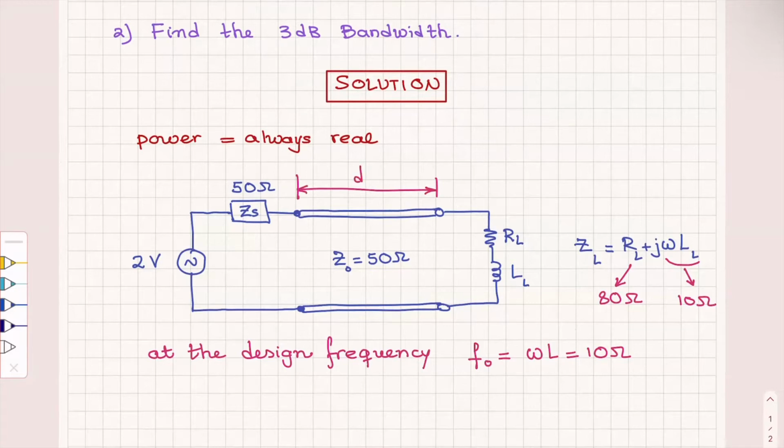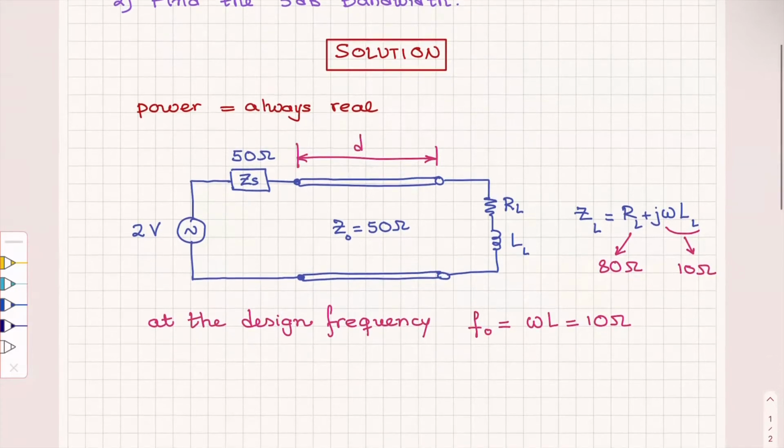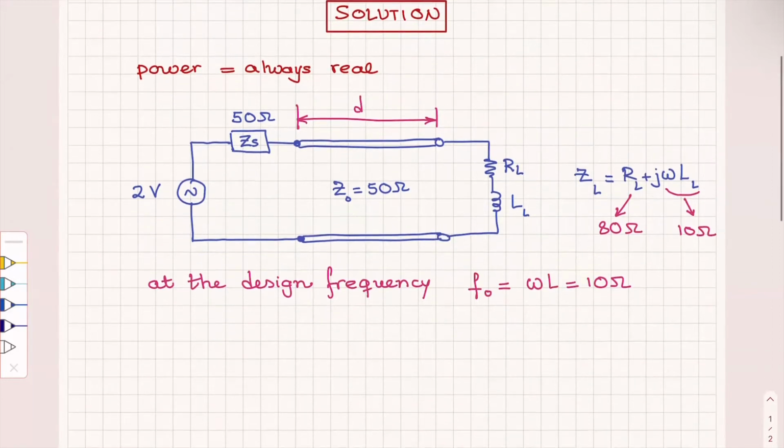If I need to find D in wavelengths, I don't need to specify the design frequency, because obviously I will find D in wavelengths of the design frequency. The moment, however, I'm giving you a design frequency, then you can find D in physical units. All right, so you will see what I'm saying.